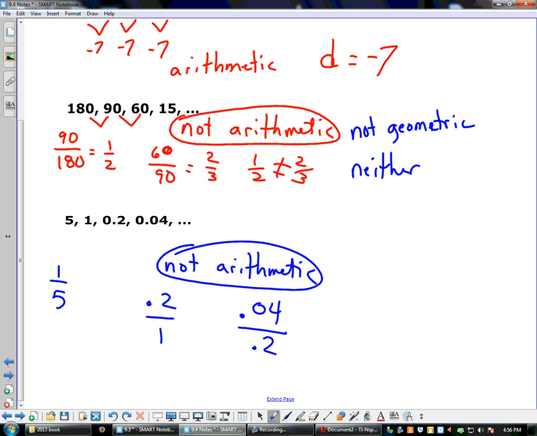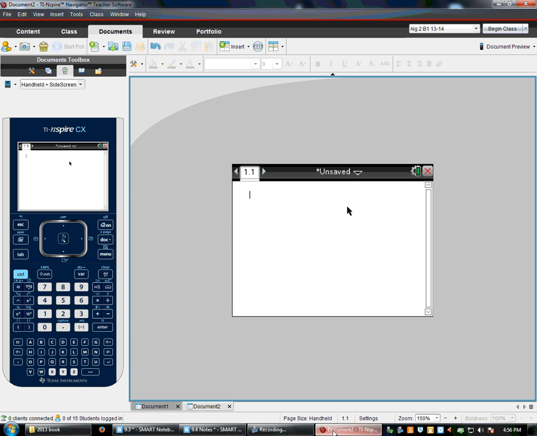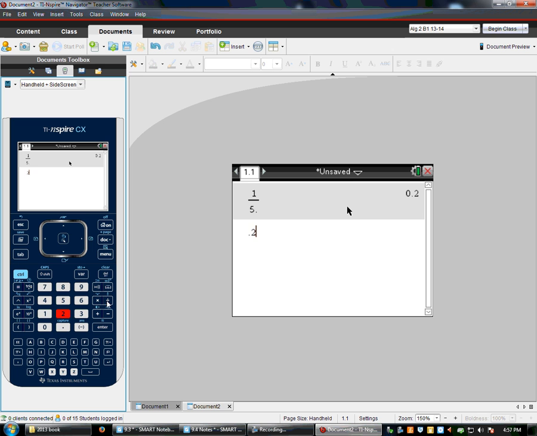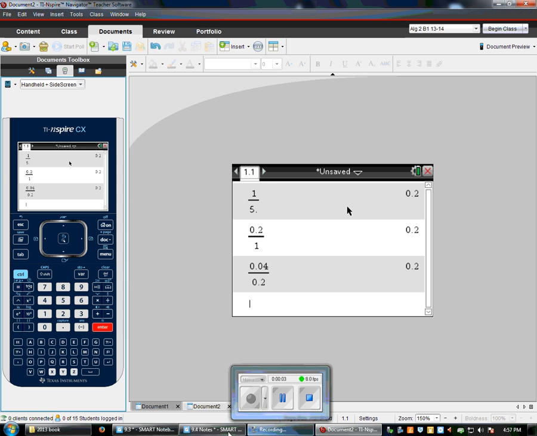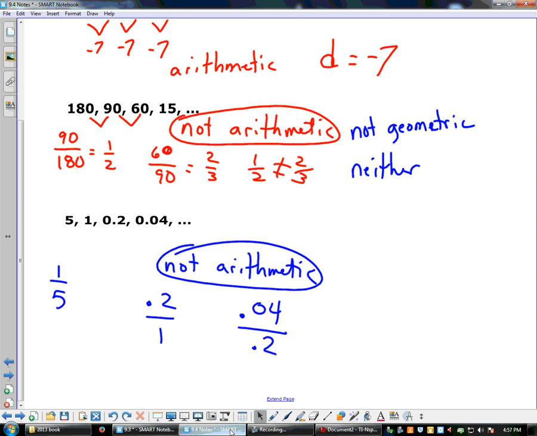If we want to test this with our calculator, 1 divided by 5 gives us 0.2. If we do 0.2 divided by 1, we also get 0.2. And if we take 0.04 divided by 0.2, we also get 0.2. So the ratios were the same each time. Since these are all equal to 0.2, we would say that it is a geometric sequence.